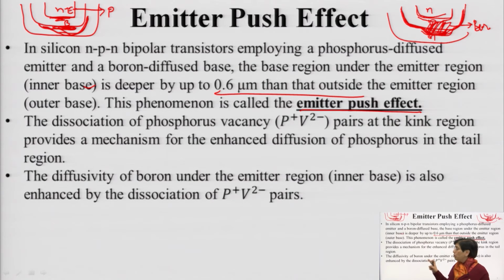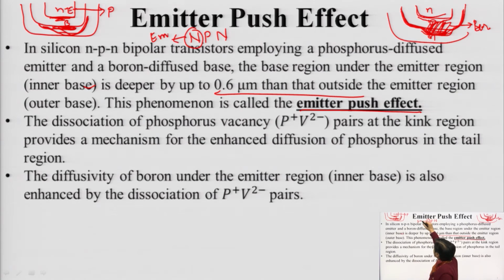Now, I also told you that the misfit factor is very large in the case of boron. Please understand, when I am designing my NPN transistors, I can have a very large concentration of emitter.